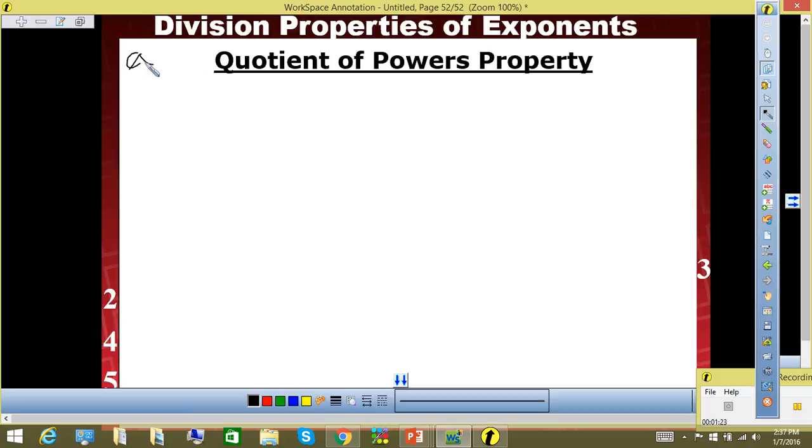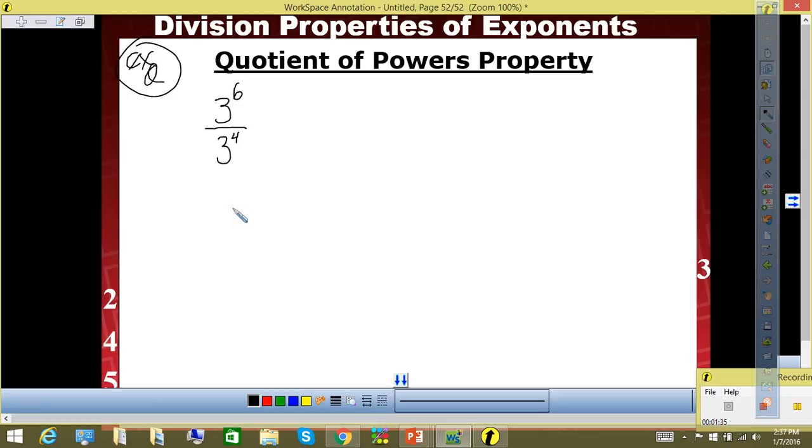Example Q. Copy this down. 3 to the 6th over 3 to the 4th. Underneath that, x to the 10th over x to the 7th. Underneath that, x to the 5th over y to the 4th.